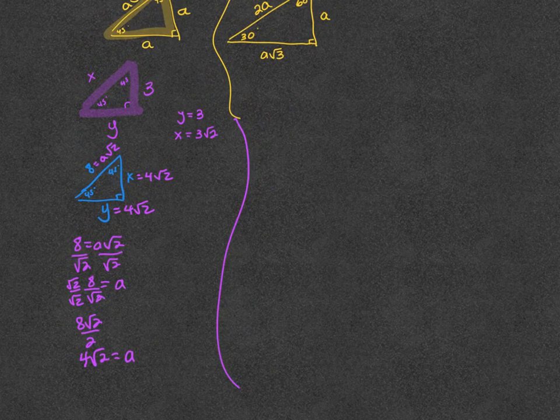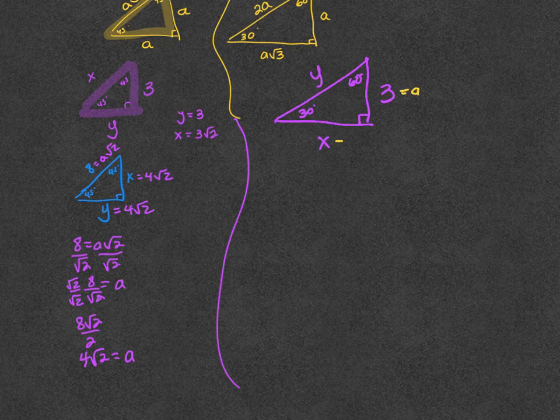And then we had 3 scenarios with 30, 60, 90. One where you're given the side opposite the 30. So if I want this and I want this, this is my A. This is my A root 3. This is my 2A. So if 3 is A, then X is 3 root 3. And if A is 3, then Y is 2 times 3, which is 6.